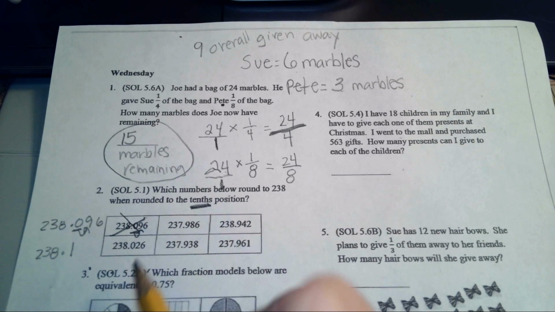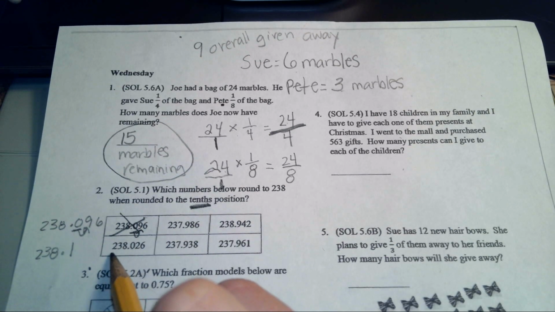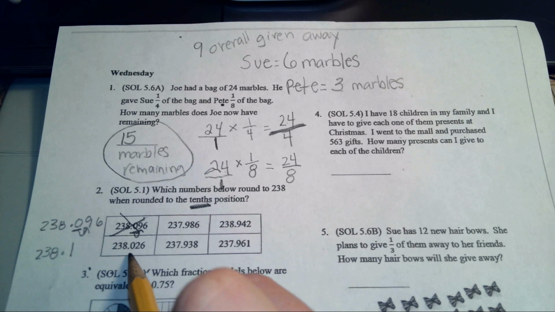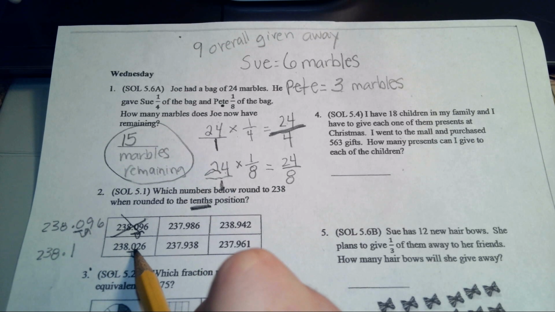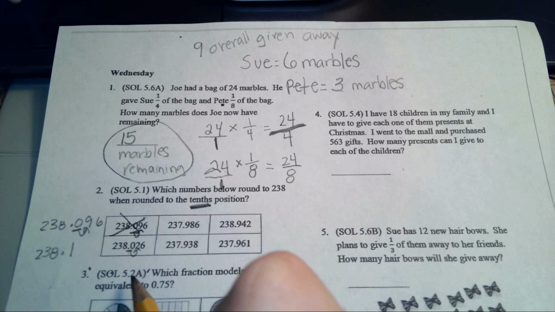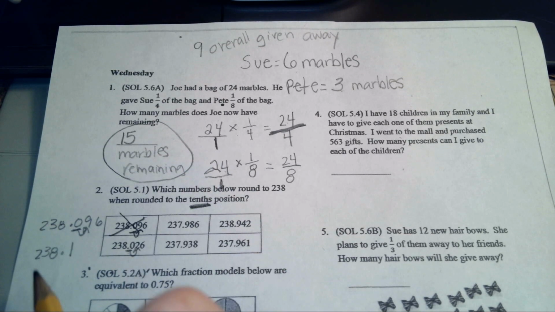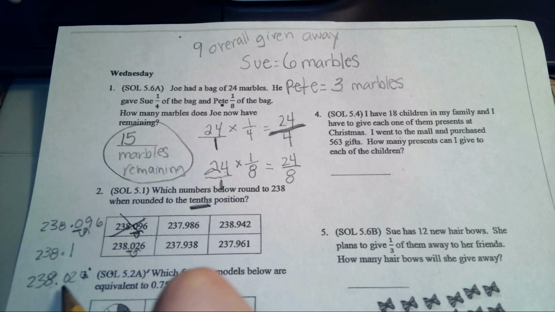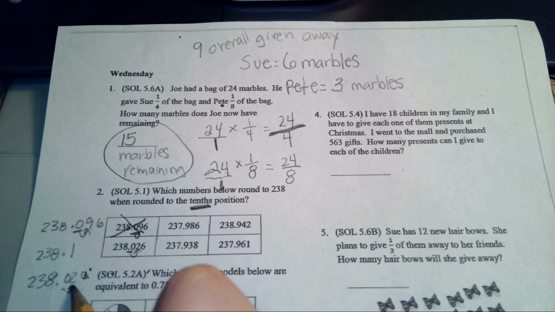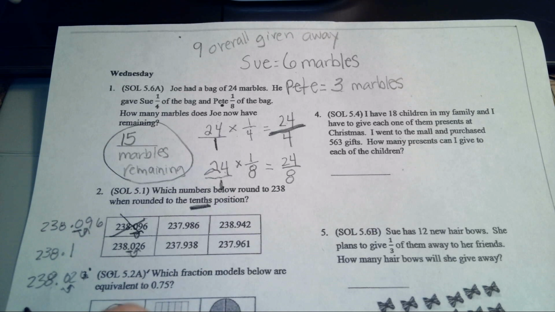Let's go down below. 238 and 26 thousandths. Let's take a look at this 0, and now look to the 2. Is 2 5 or lower? It is. So let's rewrite our number. The 2 is going to tell us to make everything else a 0 afterwards and bump it down.